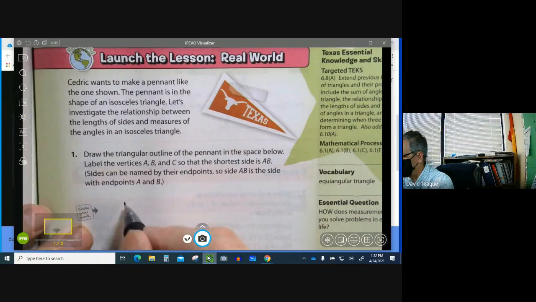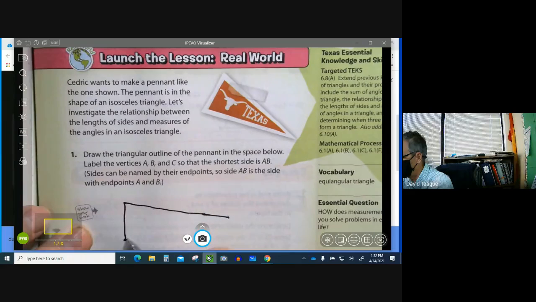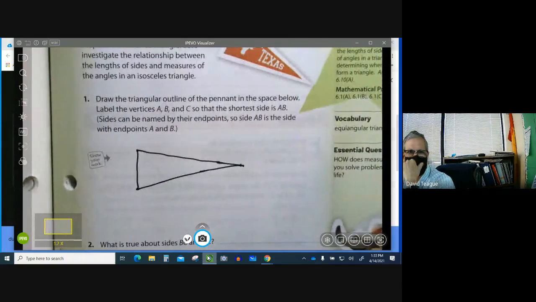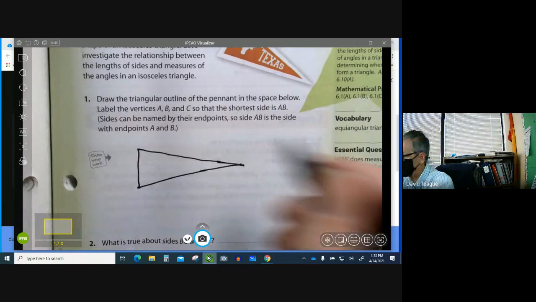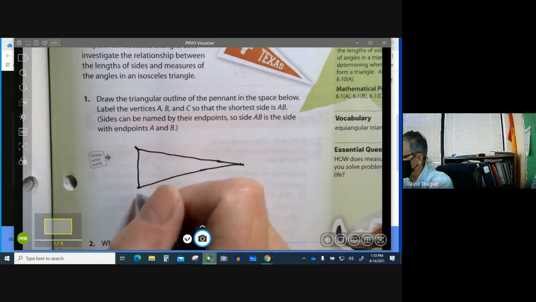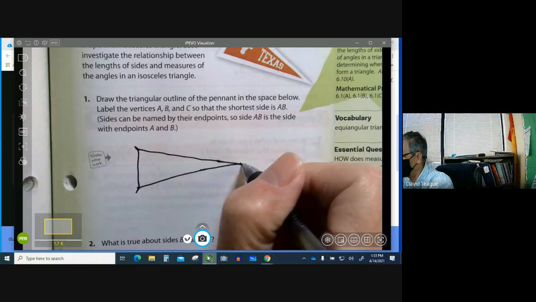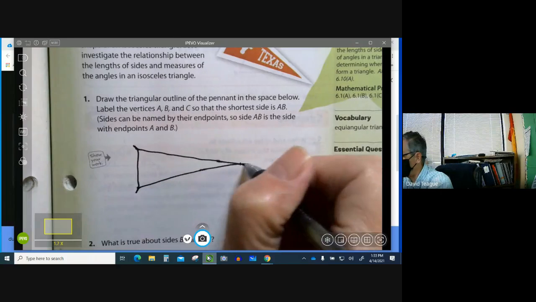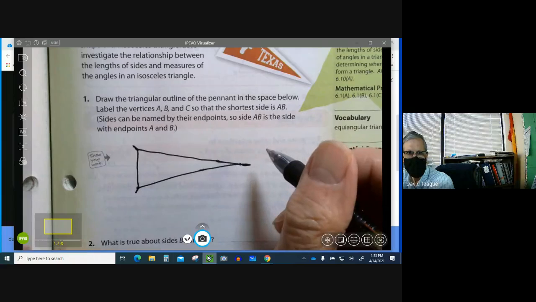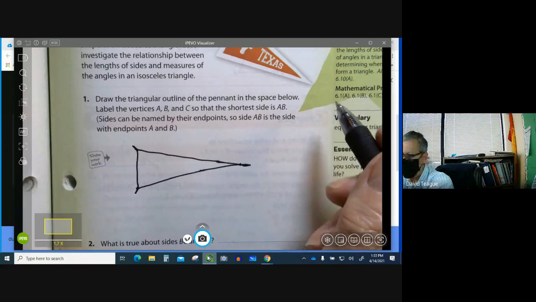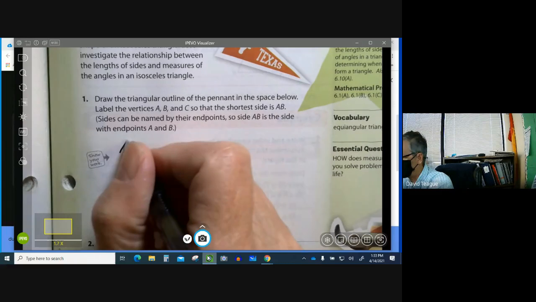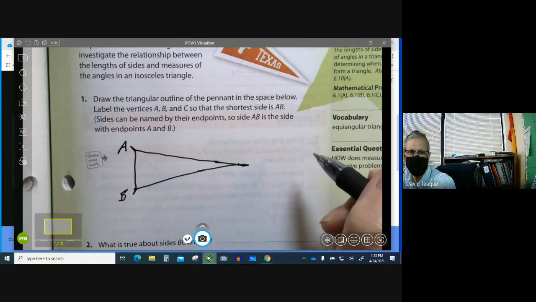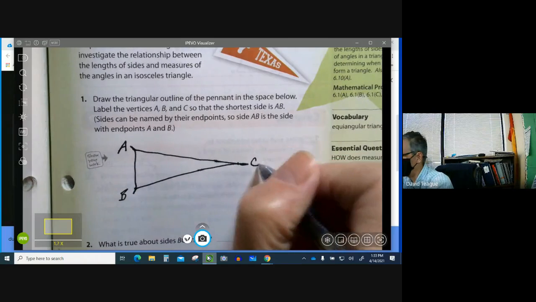So I'm not a very good drawer, but we'll do it like that, okay? Pretty close. Label the vertices. So this is a vertex, or point. Mathematicians like to use big words, okay? So these are the vertices, or if you want to call them the points. The shortest side is AB. So this is the shortest side, so we're going to call this A, we're going to call this B. Okay, and then the only letter left is C.